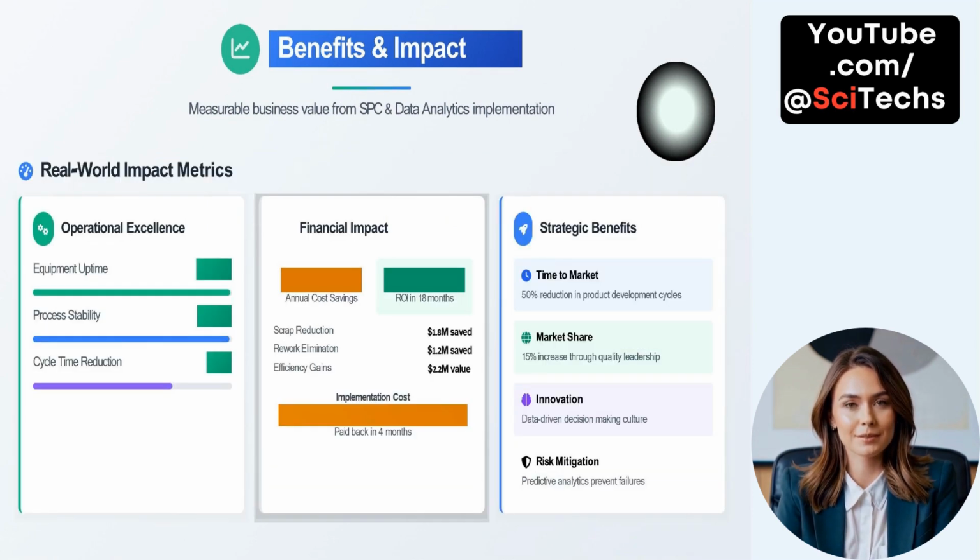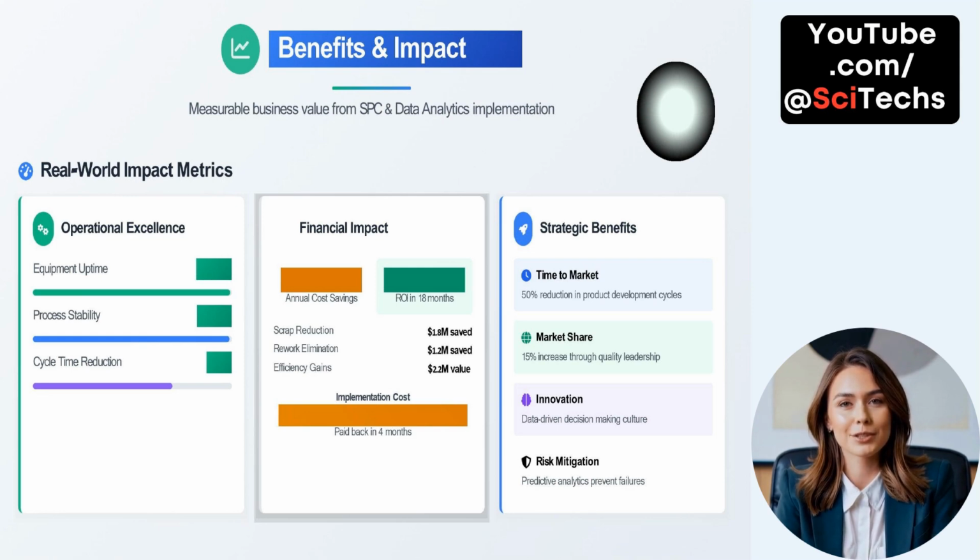Benefits and impact. Implementing SPC and data analytics leads to measurable improvements across operational, financial, and strategic dimensions. First, operational excellence is achieved through increased equipment uptime, enhanced process stability, and reduced cycle times. Equipment uptime improves due to better predictive insights, helping prevent unexpected breakdowns. Stability in processes ensures consistent quality and fewer fluctuations, while faster cycle times allow quicker throughput and greater capacity utilization.